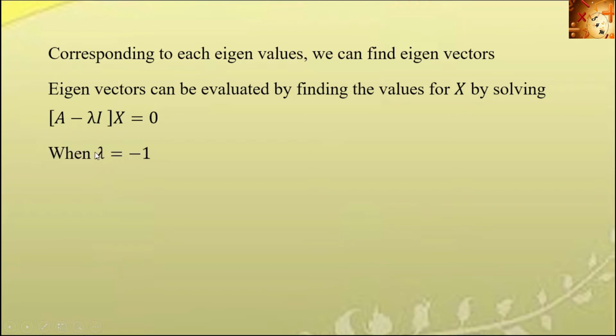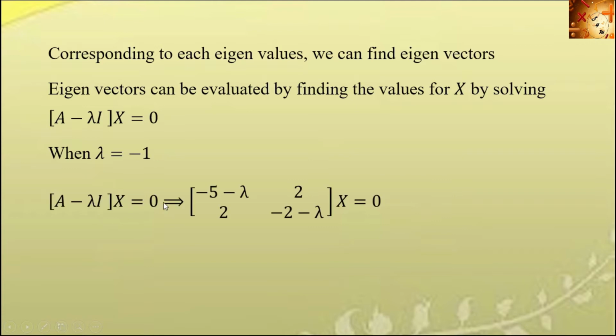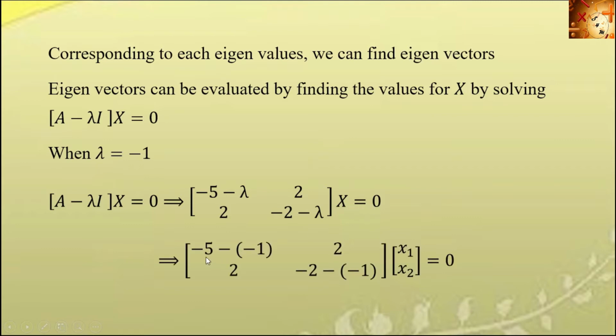First of all, lambda equal to -1. Then the equation (A minus lambda I) into x equal to 0 will be the matrix [-5 minus lambda, 2; 2, -2 minus lambda] into the vector x equal to 0, and lambda equal to -1. So replace lambda by -1. We have [-5 minus -1, 2; 2, -2 minus -1], and x is the corresponding vector.